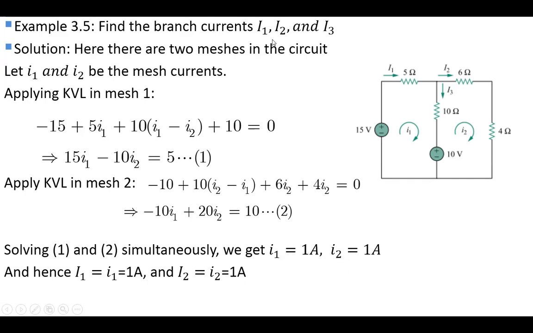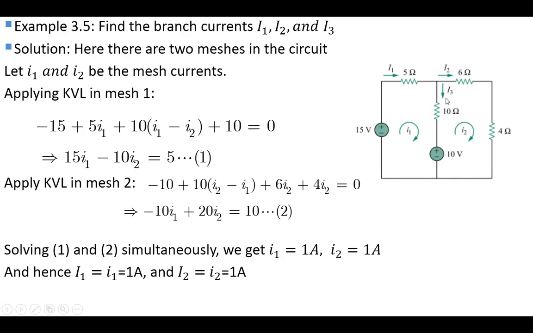Similarly, for finding I2, capital I2 is the current in the 6 ohm resistance. The 6 ohm resistance is connected in mesh number 2, and mesh number 2 current is i2. So capital I2 will be equal to small i2, and that is 1 ampere.